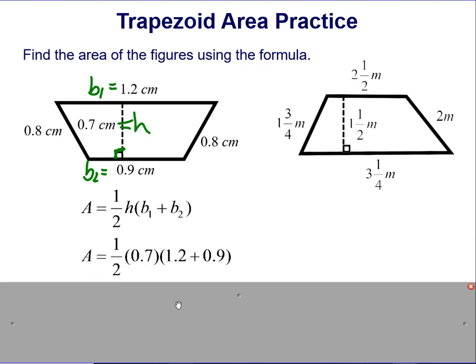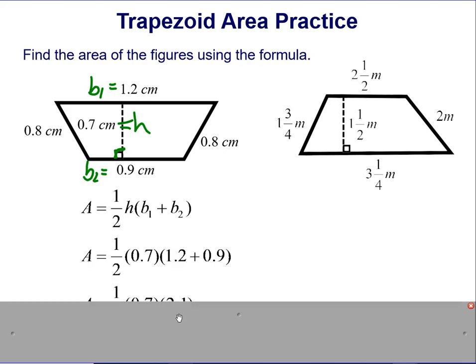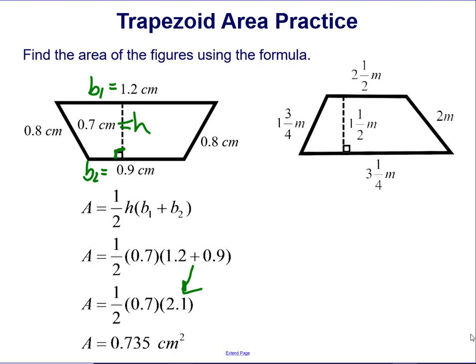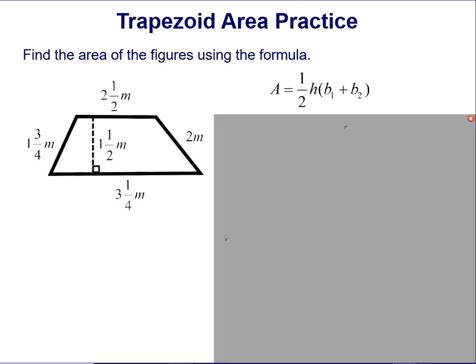I substitute in my values, then I do my multiplication. After I add 1.2 plus 0.9 and get 2.1, my answer is 0.735 centimeters squared. For my second trapezoid, I have my formula for the area of a trapezoid.